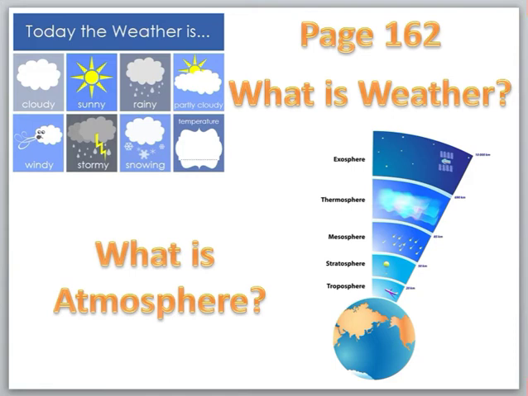So, what is atmosphere? Well, all weather takes place in the atmosphere. The atmosphere is the layer of gases that surround the earth. We call these gases air. The atmosphere is pulled toward the earth by gravity. Remember, gravity pulls everything towards the center of the earth. This gives air weight as it presses on the earth. This pressing is called air pressure. Changes in air pressure can affect the weather.